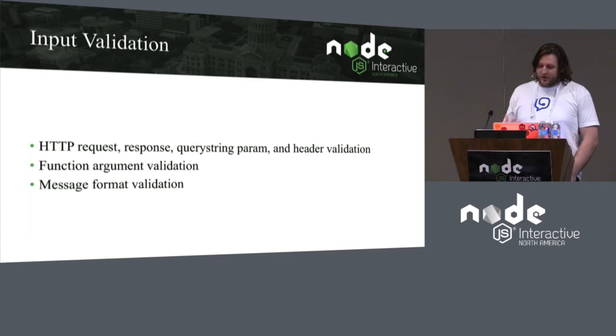Then there's also function arguments. Say you have a function that takes an options object. You want to make sure that the properties on that object are what you expect them to be. And then another pretty common input validation is for message format, like sending data over TCP, UDP, things like that. So it kind of ties back into the request and response as well.